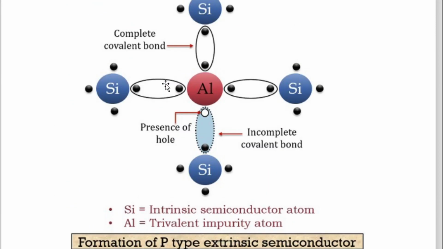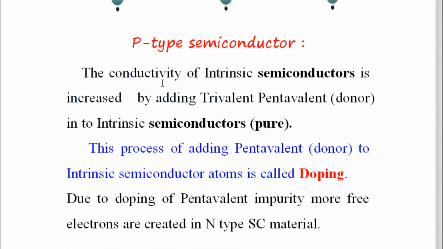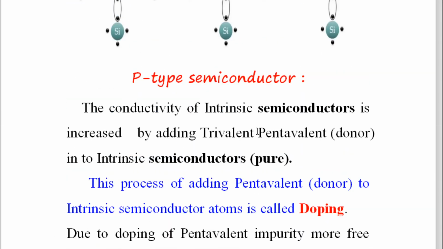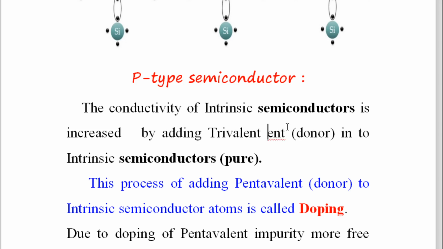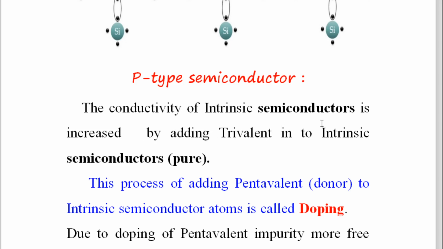In p-type semiconductor material, by adding a trivalent impurity, not a pentavalent, that is called an acceptor, into intrinsic semiconductor material, that is a pure semiconductor material, p-type semiconductor is formed. The conductivity of intrinsic semiconductor material is increased by adding trivalent impurity into intrinsic semiconductor.